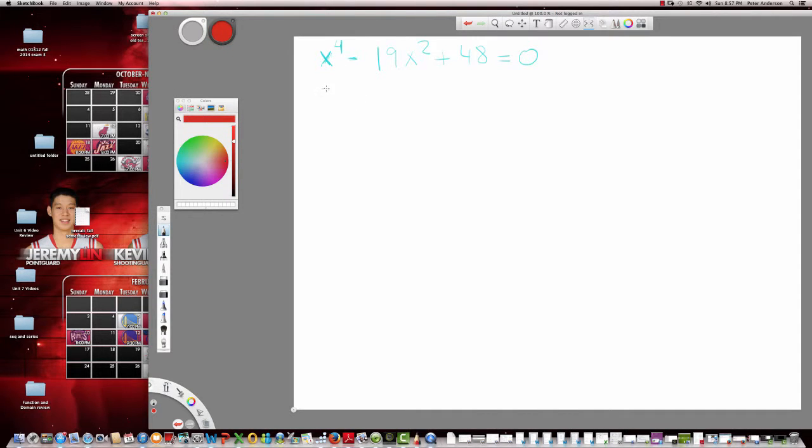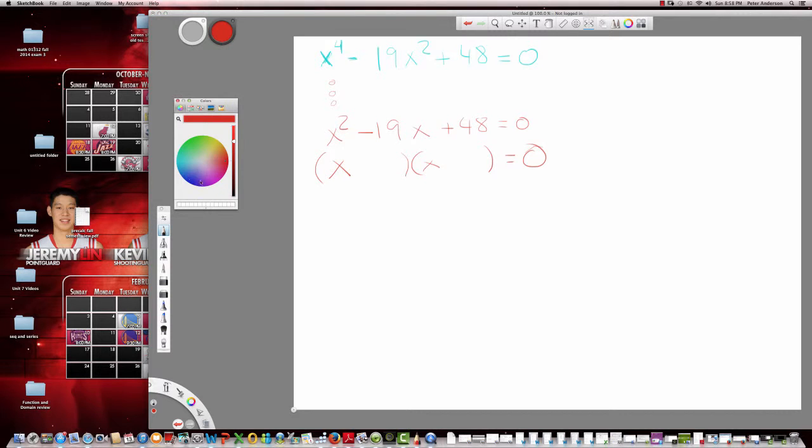Notice that if I thought of this question as x squared minus 19x plus 48 equals 0, it wouldn't be as difficult to do. I mean, it's still going to have some issues, but it wouldn't be nearly as bad. We would kind of know what to do here. We would know that we would try to factor this, as such. Now, I know that x times x is x squared.